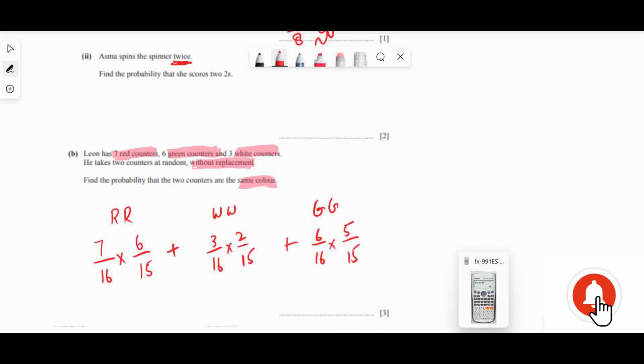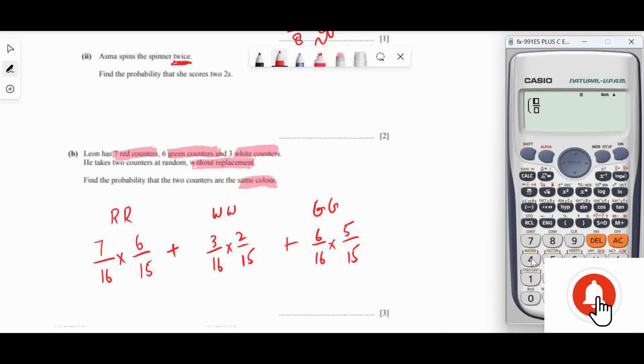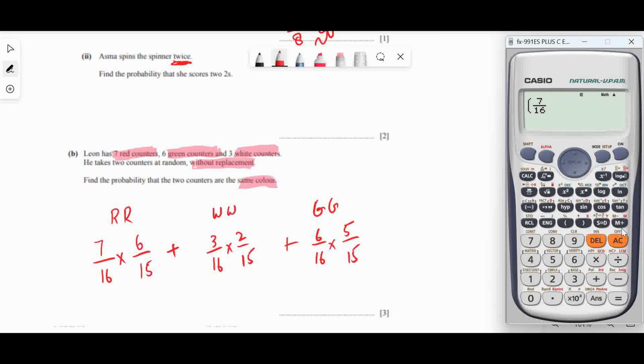Now we will simplify all of this using the calculator. So this will be equal to 7 by 16 multiplied by 6 by 15, bracket close, plus bracket, and 3 by 16 multiplied by 2 by 15.